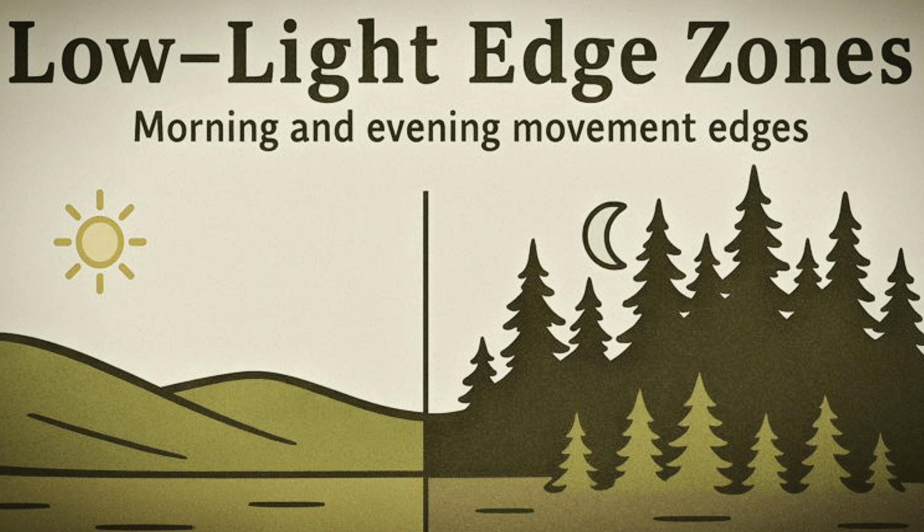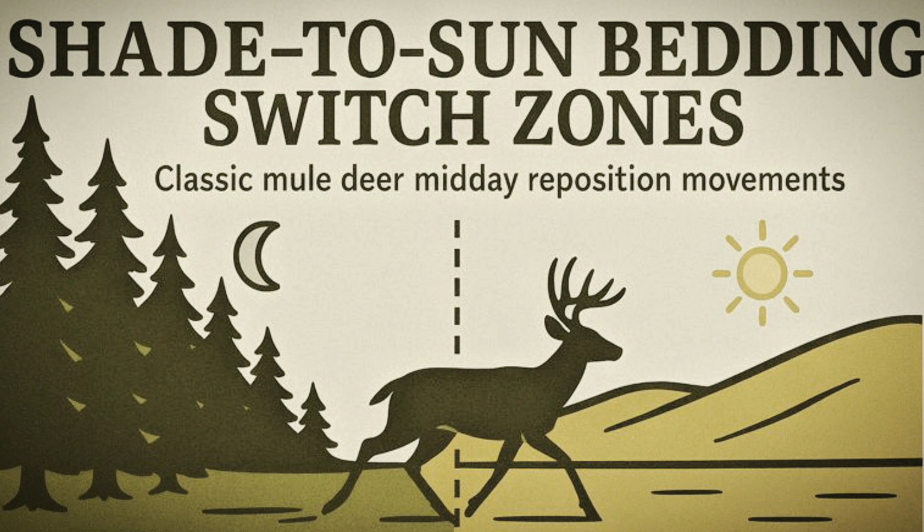99 is your low light edge zones. Those are areas where animals move at dawn and dusk, and they're perfect transitions for glassing terrain. And number 100 is your shade to sun bedding switch zones. Those are midday movement areas where bucks reposition after the sun shifts. So they're ideal for still hunting or intercepting transitions during those movement periods.